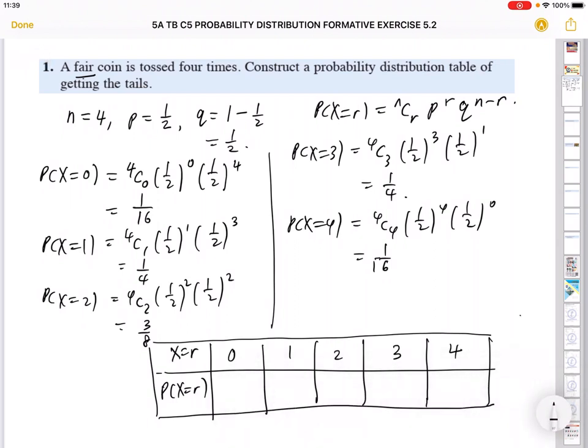So let's look at the first one. The probability, you can leave it in fraction or decimal. Normally, if you want to draw a graph, we use decimal. If it's just displaying on a table, I think we will just leave it as fraction. So the first one is 1/16, second one is 1/4, 3/8, 1/4, and 1/16. Just to take note, the answer given in the textbook is in decimal, but it doesn't matter, it's the same. You can leave it in decimal or fraction.